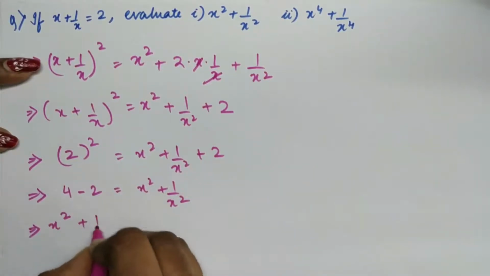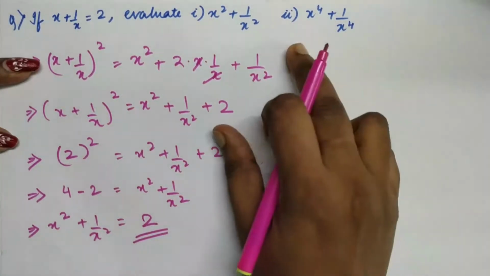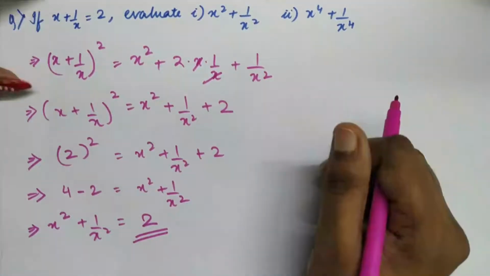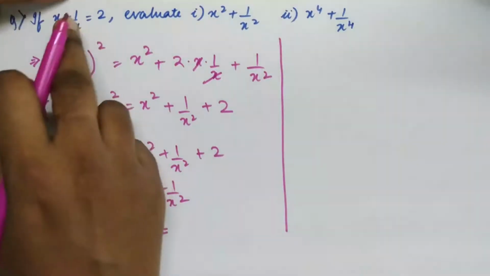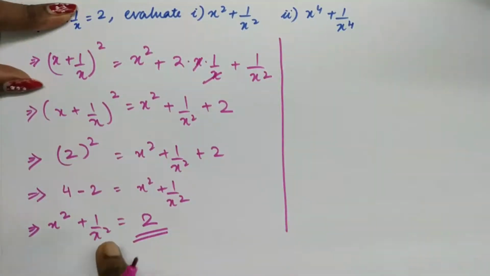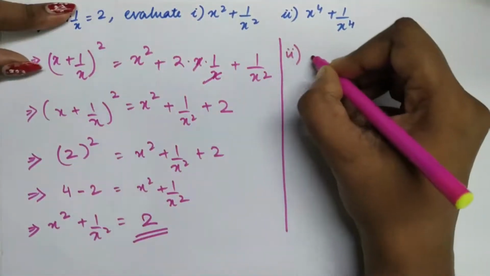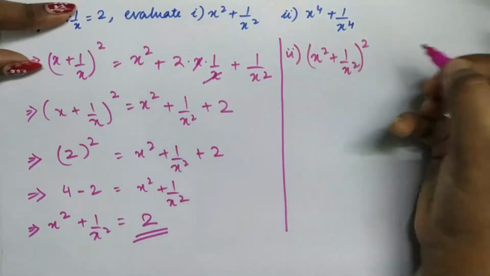So x square plus 1 by x square is nothing but 2. Now the second part of the question tells you to find x to the power 4 plus 1 by x to the power 4. Again, instead of doing the square of the first term, we will now do the square of the first bit to get the second bit. So it is interrelated.